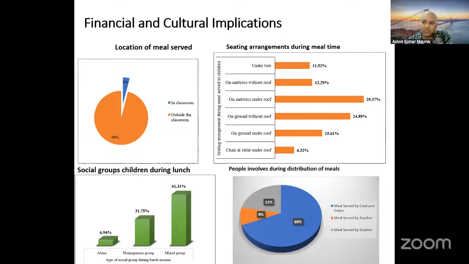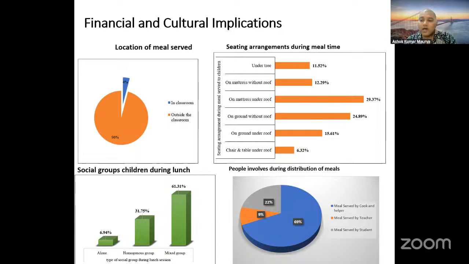Now we asked how the children are sitting, whether in a mixed group, because midday meal has one component of social cohesion. On that response, around 32% of children said that they are sitting in a homogeneous group. Around 7% said that they prefer to eat alone. And around 61% of children are sitting in a mixed group. So it is indicating that social cohesion policies are working in place.